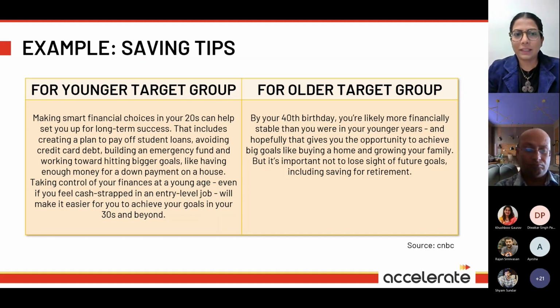For the older target group, the article reads this way. By your 40th birthday, you are likely more financially stable than you were in your younger years. And hopefully that gives you the opportunity to achieve big goals like buying a home and growing your family. But it's important not to lose sight of future goals, including saving for retirement.